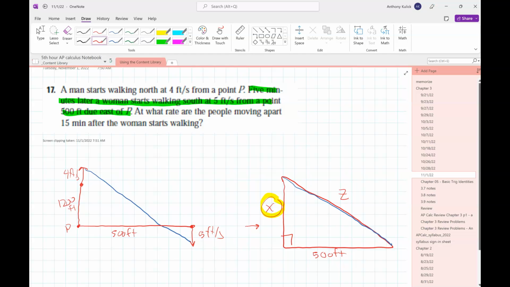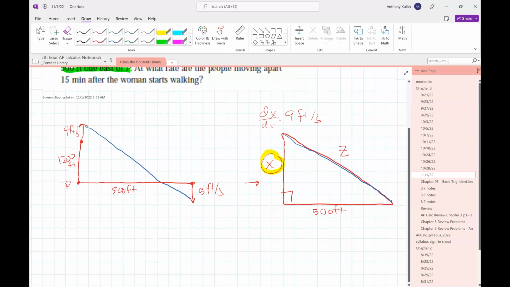So I would say that dx dt should be 9 feet per second. Because at every second, that side is getting 9 longer. Everybody agree with that? Okay.